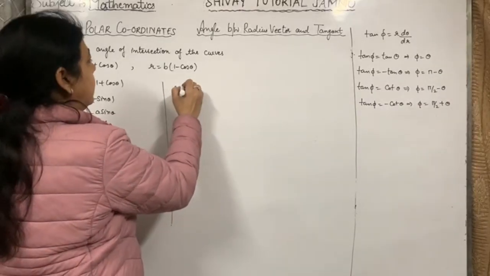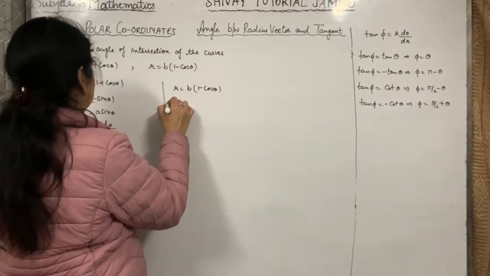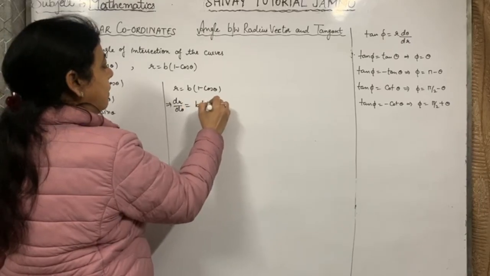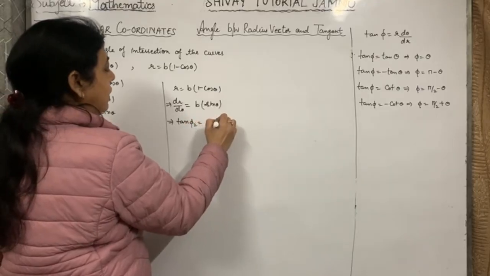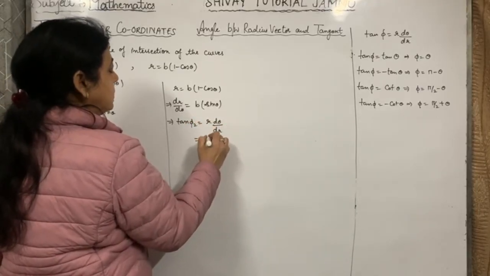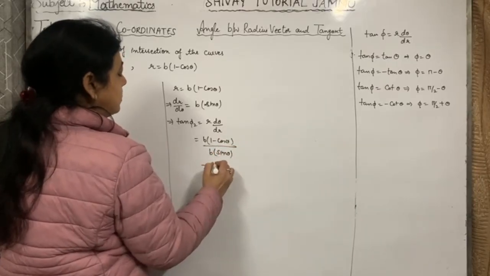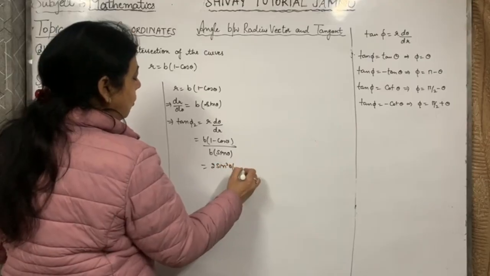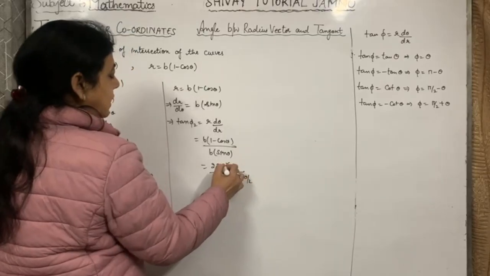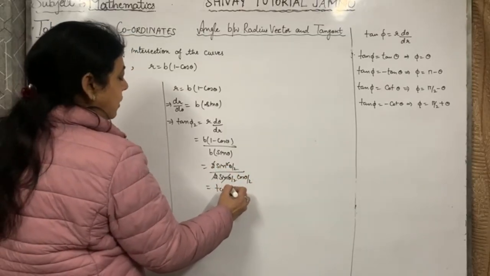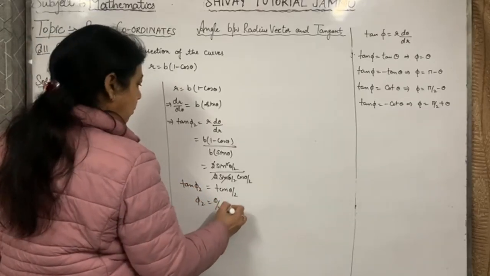Next, r is b(1 - cos theta). Dr by d theta will be plus b sin theta. What is tan phi 2? That is r d theta by dr. R is b(1 - cos theta) over b sin theta. This is 2 sin square theta by 2 over 2 sin theta by 2 cos theta by 2. Sin cancels, 2 cancels, this is tan theta by 2, tan phi 2. Then phi 2 will be theta by 2.